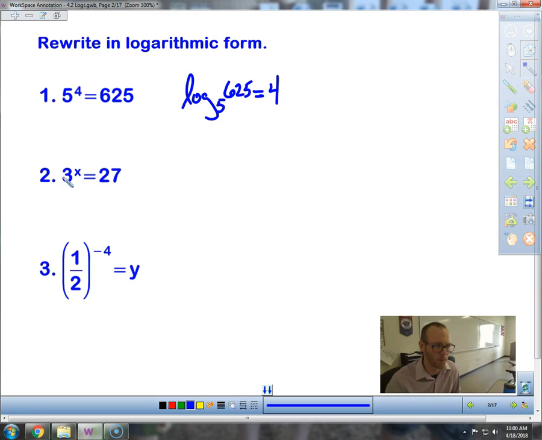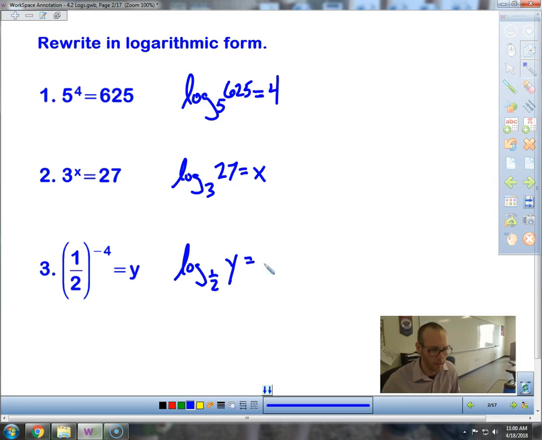Here we'd have 3 to the x equals 27. We'd say the log base 3 of 27 equals x. Remember, the exponent goes on the opposite side of the equal sign. The logarithm is the exponent. The logarithm equals the exponent. There's our base. 1/2 to the negative 4th equals y. Log base 1/2 of y equals negative 4.